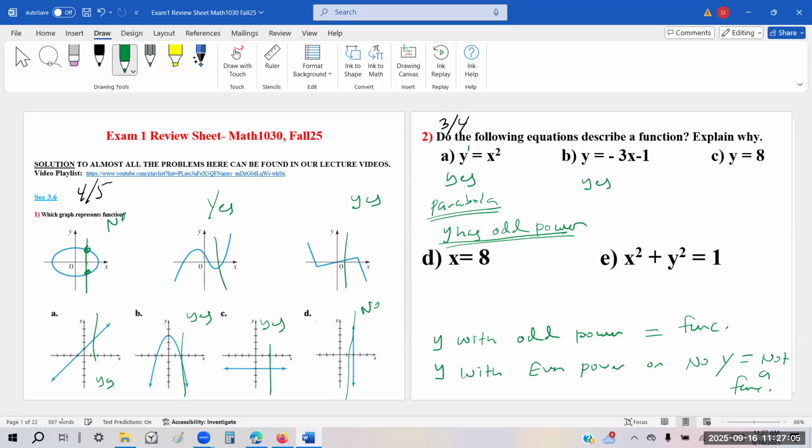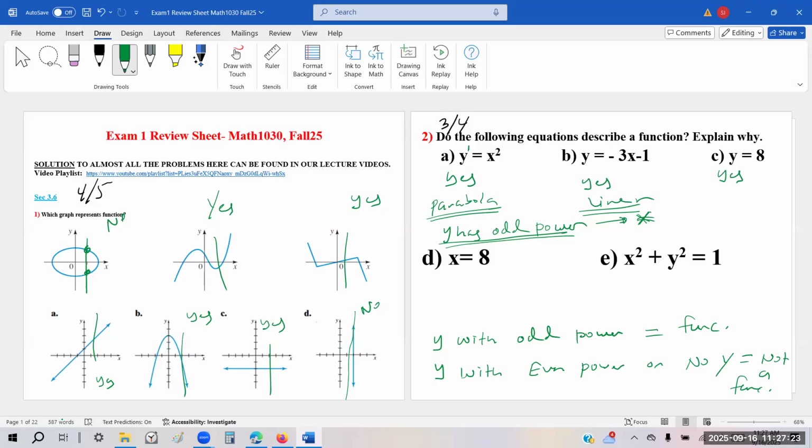Yes. Why? It's a linear, true. And if you don't know it's a linear, you have to tell me the same rule, same reasoning as the last one. Y has odd power. How about C?